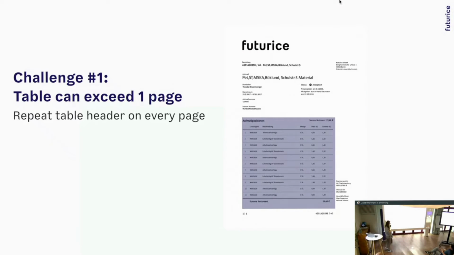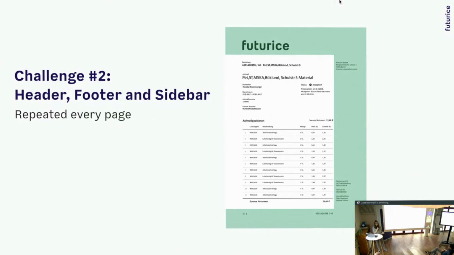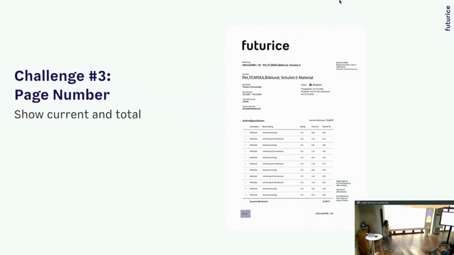The first challenge I identified with this template was that the positions don't always fit on one page. Our designer was nice enough to also design how it should look on continuous pages, and the design had the repeating header. He also said the table header should be repeated, so the users know exactly which column is which on every page, so they don't have to flip that much. And he also wanted a page number that shows the current and the total page, so we can make sure nothing is lost. Those were the 3 challenges that I identified when I started the task.